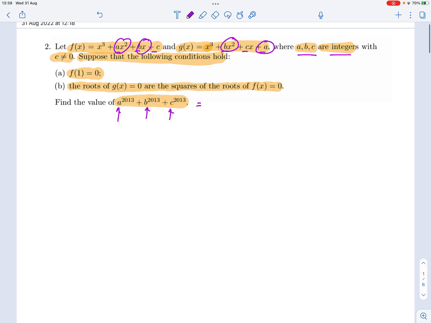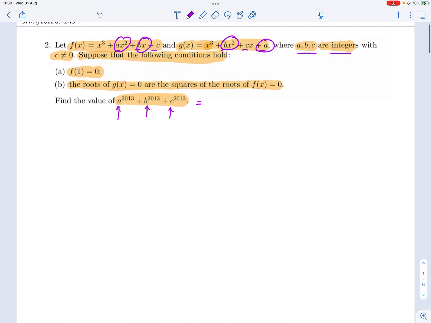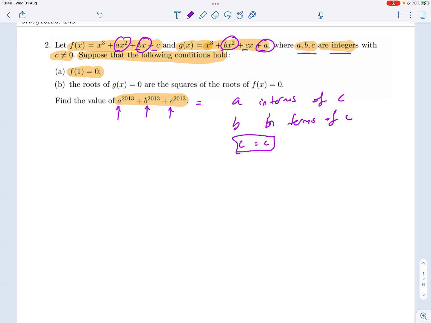To answer this question, we should write a in terms of c, and b in terms of c, and c will be just c. And if you figure out what the value of c is, then we can sub it into these two and get the values for a and b.